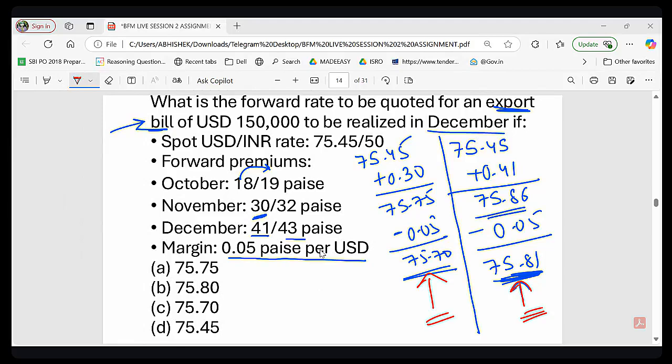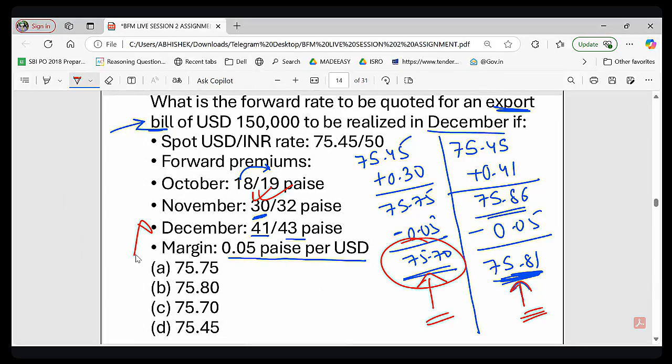Suppose you are buying something, you will always try to buy at the lower cost, right? So for bank, this 75.70 is beneficial. That is why we take November premium, not December premium. देखिए, इस क्वेश्चन में मैं जानबूझकर दिसंबर का आपको शो किया हूं, ताकि आपको ये समझ में आए कि क्यों हम नवंबर का लेंगे. Why not we take December? Because it has to be realized in December only. But why we are taking November premium?